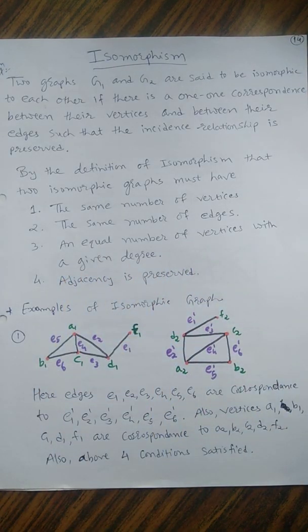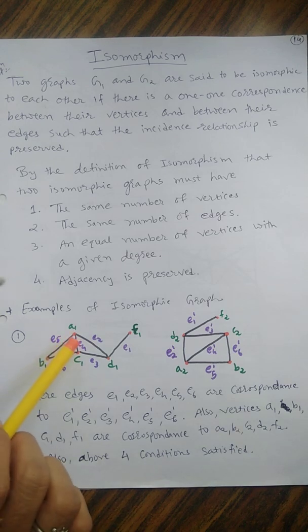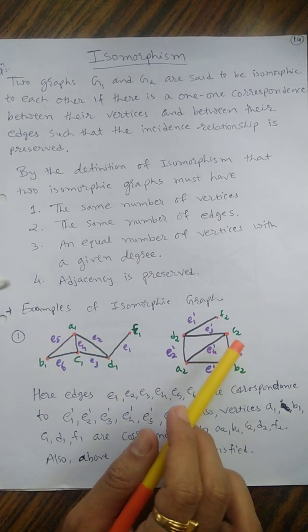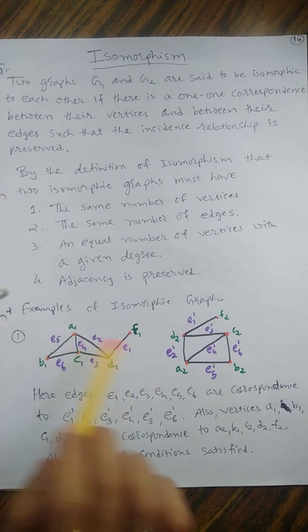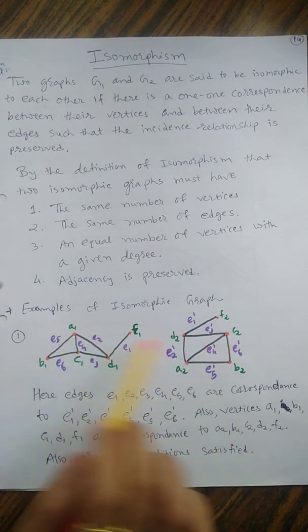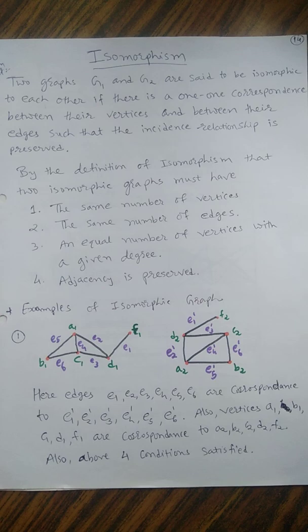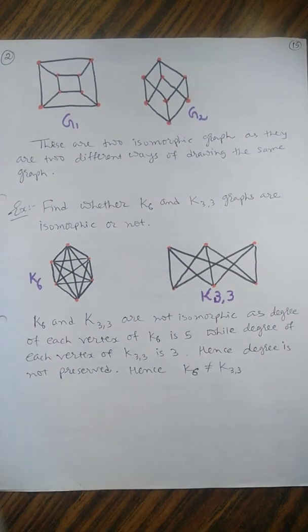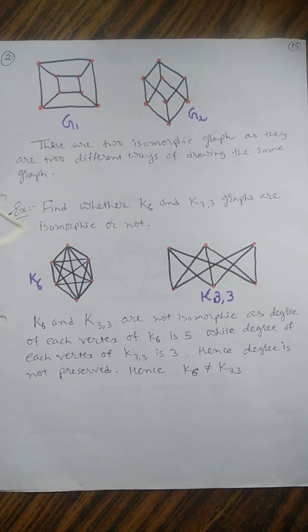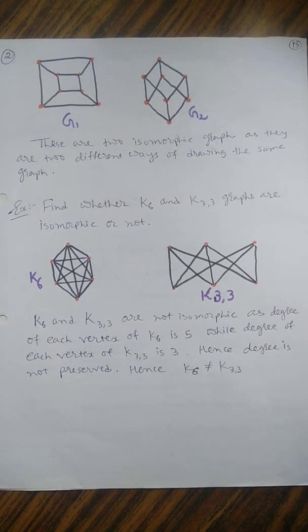Now adjacency is preserved, so you can compare that. If I compare A1 to A2, C1 to C2, you can see it is the same graph. Similarly we understand the second graph in the same way.